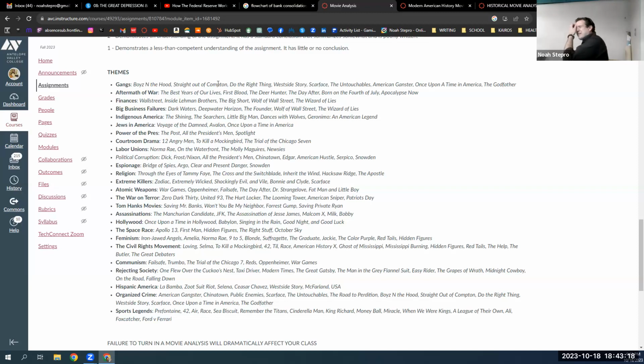I think it was made in the 70s, but it's about a Jewish organized crime family in America at the turn of the 19th to 20th century. Those are all in way different time periods, with different groups of people and different things happening, but they've got that common thread of organized crime. So yeah, we want to do Rejecting Society.